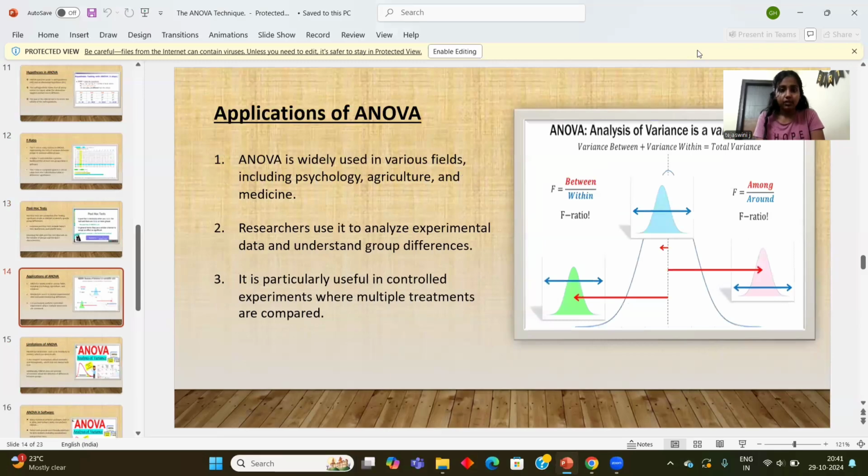Some of the applications of ANOVA. ANOVA is widely used in various fields including psychology, agriculture, and medicine. Researchers use it to analyze experimental data and understand group differences. It is particularly useful in controlled experiments where multiple treatments are compared.